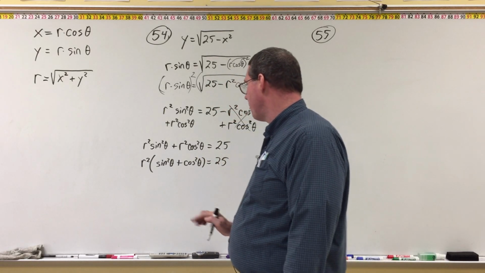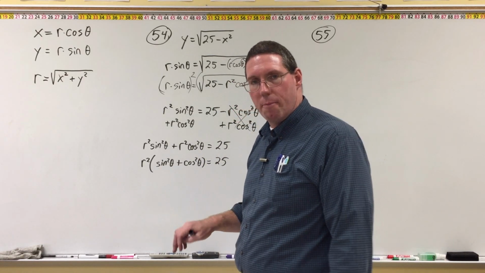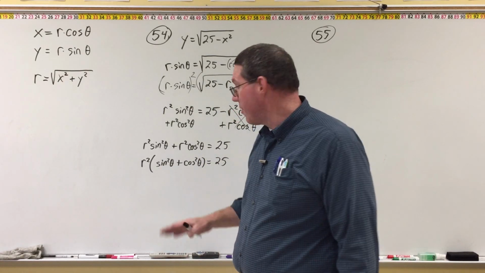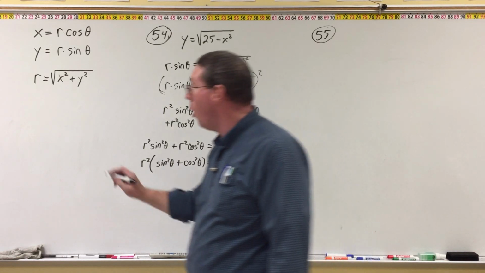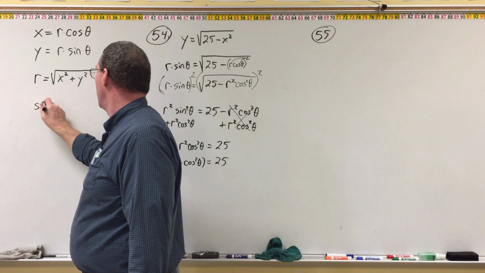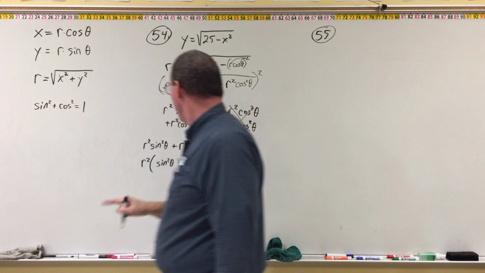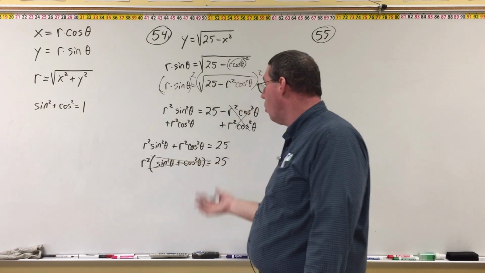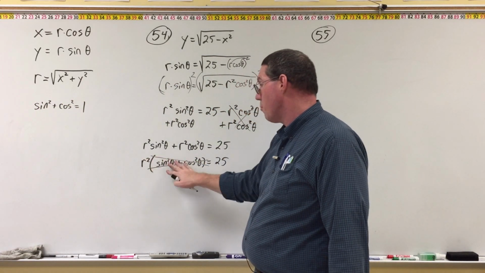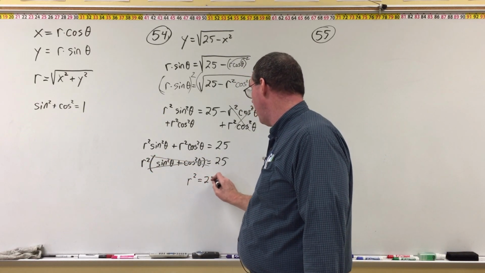Now, I want to remind you of something. Didn't you learn just a couple days ago one of the identities, that sine squared plus cosine squared is equal to 1? Therefore, this automatically cancels. It's automatically 1. Therefore, r squared times 1 is just r squared. And now all we have is r squared is equal to 25.